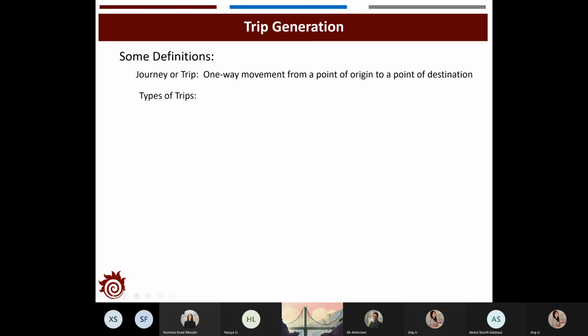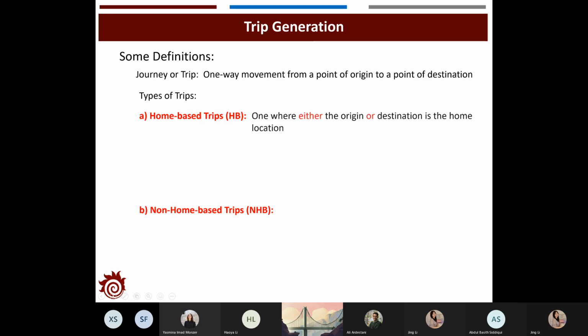Usually in transport planning, we classify the trips as the home-based trip and the non-home-based trip. The home-based trip, which is HB, is defined as the trip where either the origin or the destination is the home location. So if one end of the trip is the home, then we define this as the home-based trip. And the home does not have to be the origin or the destination. Either way is fine. Let's see one example.